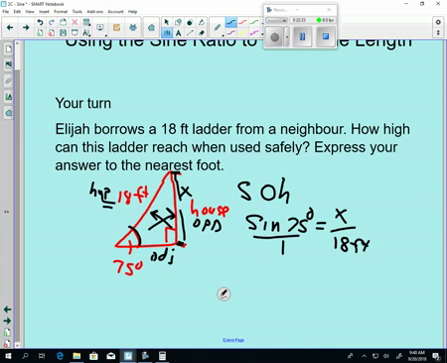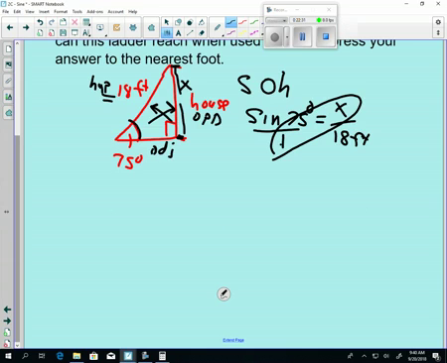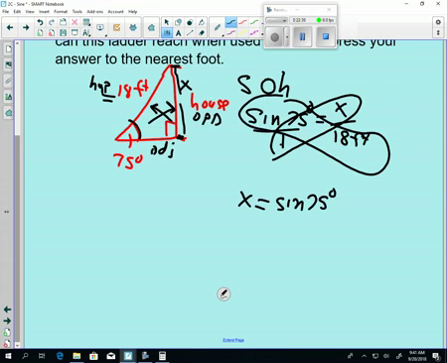Remember, this is over 1, which doesn't change the value. I cross multiply. 1 times x is x. Sine 75 times 18. That's 18 feet. Put our units. Go to our calculator.